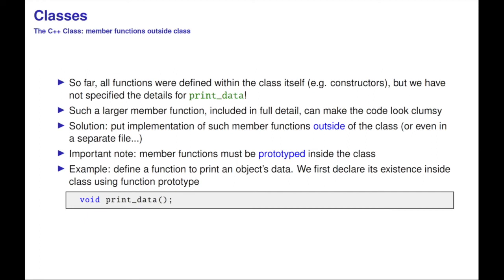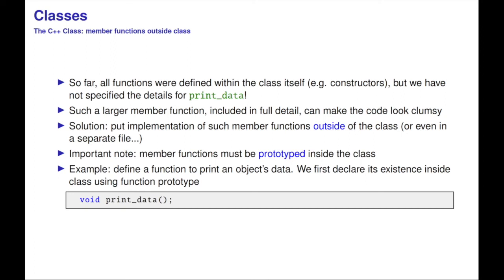So far, all these functions were defined within the class itself, for example the constructors, but we have not specified the details for print data. Such larger member functions, including full detail, can often make the basic code look very clumsy and hard to read. The solution is often to put the implementation of such a member function outside of the class, or as we'll see later on, probably in a separate file.